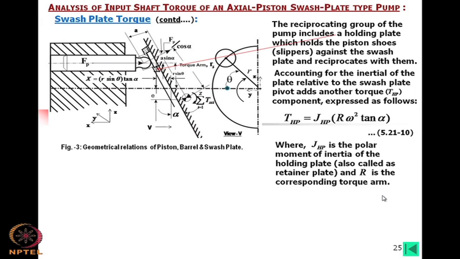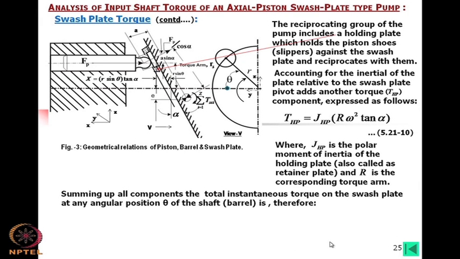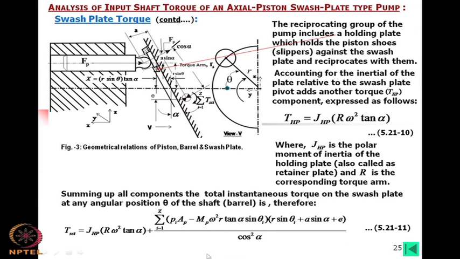Now we add this torque to the original torque we have calculated. So now the summation is the inertia for each piston plus the pressure force torque due to this part plus the torque due to the retainer plate. So this is precisely the equation for the torque for controlling or holding the swash plate in a position or to rotate the swash plate at an instant.